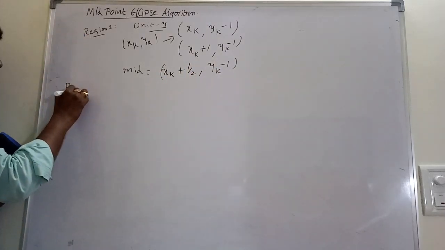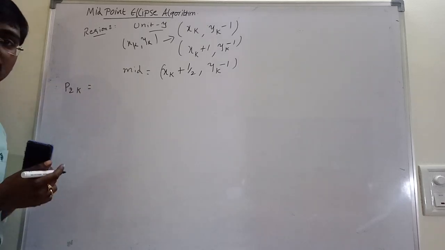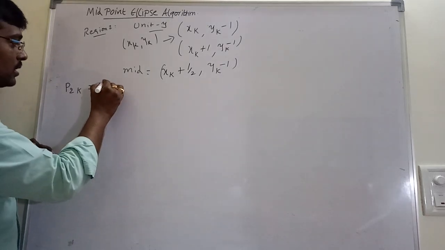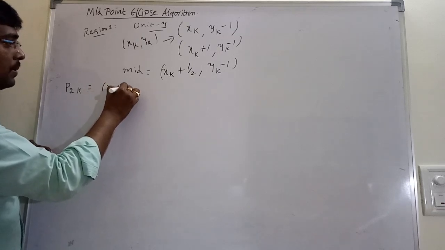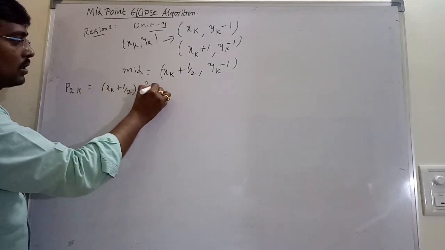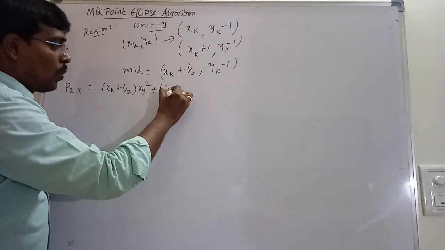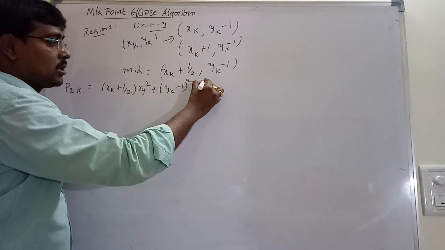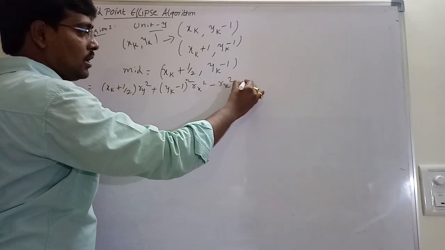So calculate P2k. So the region 2 decision parameter is x square into ry square, that is (xk plus half) square into ry square, plus y square, (yk minus 1) square, into rx square, minus rx square ry square.